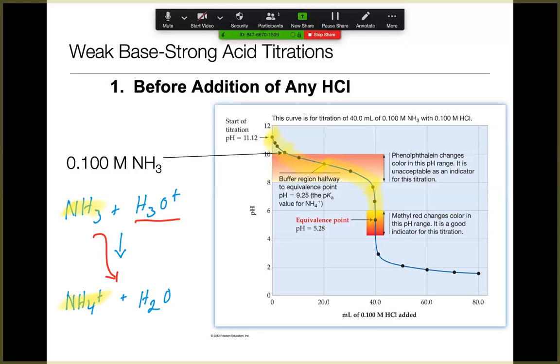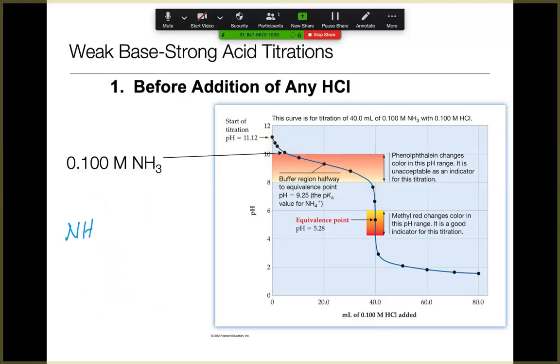At a certain point, I'll have exactly the same amount of, let me clear everything. Oops, I didn't want to clear that much, but I can write it again. I'm going to have exactly the same amount of ammonia and hydronium, that when that reaction is over, the only thing I have left is ammonium and water.